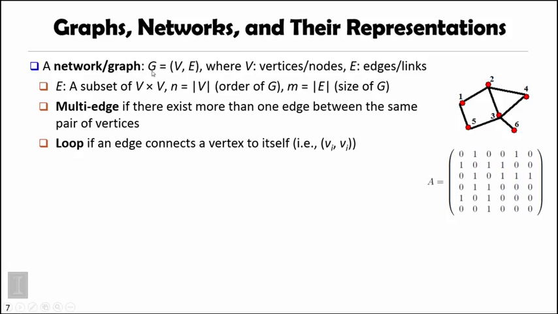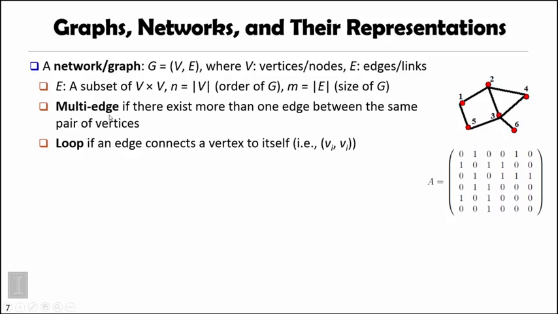A graph G is represented by a set of vertices, V, also called nodes in some literature, and a set of edges, E, which some people call a set of links. E is actually a subset of V cross product with V. Then N is the number of vertices, also called the order of G. M is the number of edges, also called the size of G.